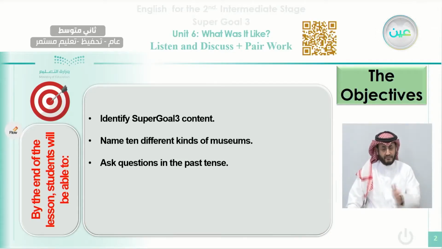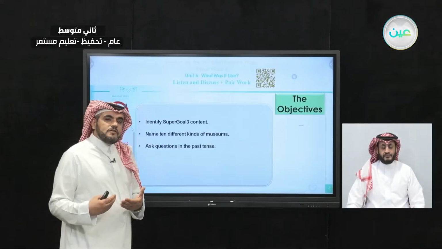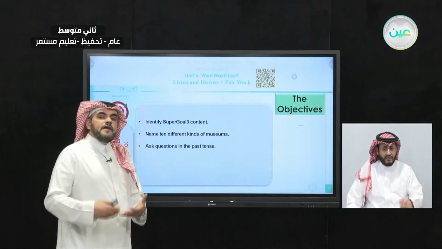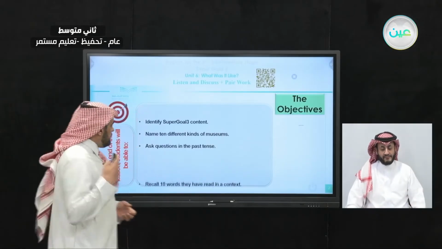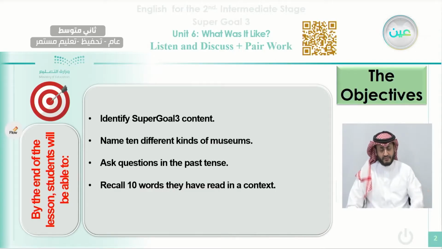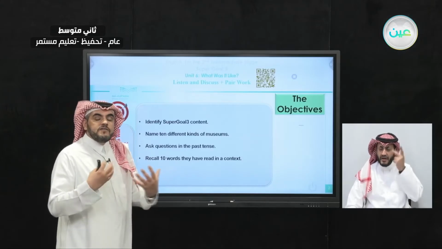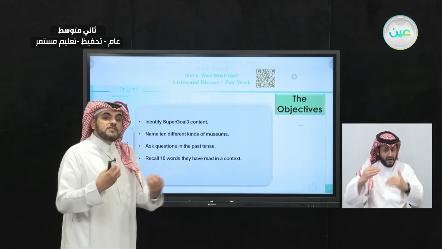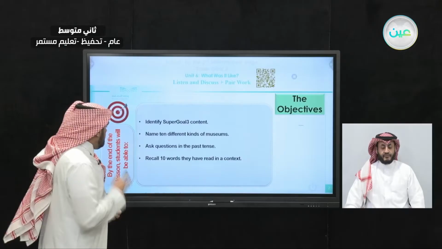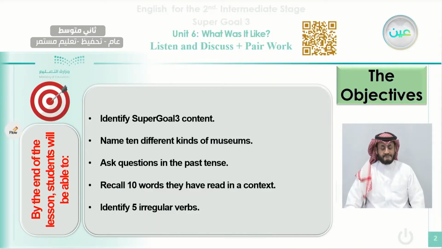Also, the student will be able to ask questions in the past tense: how to ask about things, actions, and how to ask about adjectives. Also, the student will be able to recall 10 words they have read in the context. We have context in this lesson. We will ask you at the end of the class to check how much you achieved, how much you gained, how much you received from these words. Also, the student will be able to identify 5 irregular verbs.